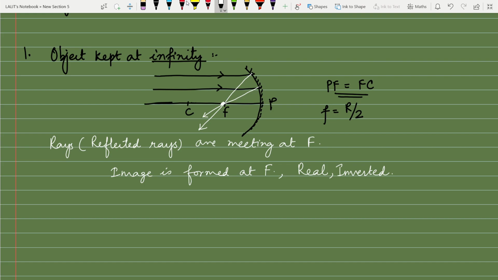Now the size of the image is always found by seeing the position of image from the principal axis. Now the image is formed itself on the principal axis, so it would be very small. So it is a point-sized image. So this is the first case. Object is kept at infinity. Image is formed at the focus, which is real and inverted, and it is a point-sized image. So these are the characteristics of image when the object is kept at infinity.